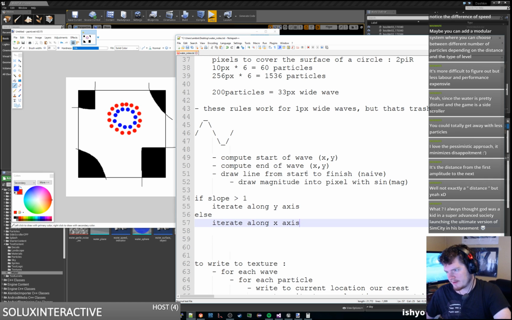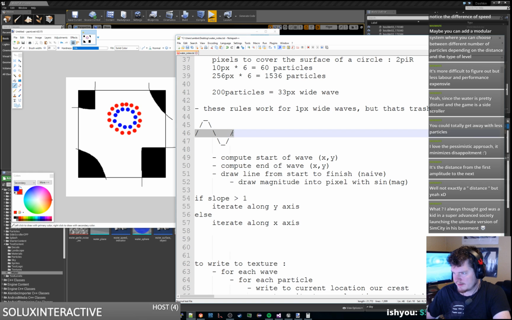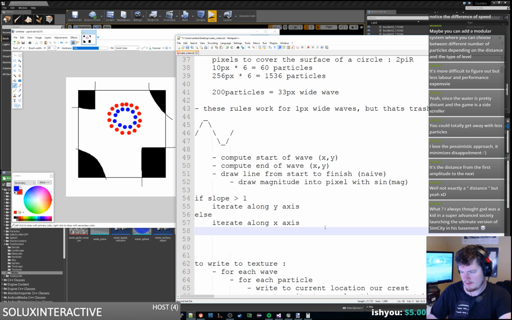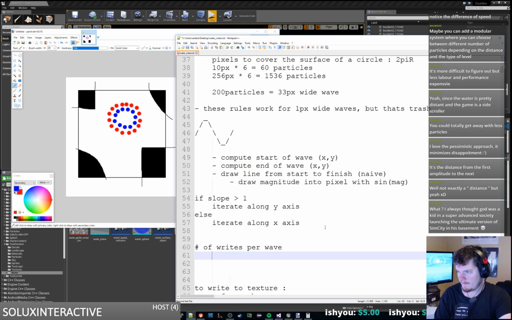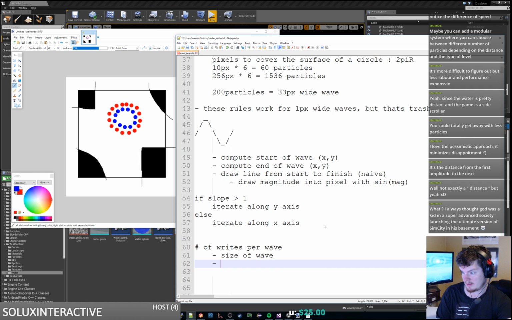So if we have a line drawing algorithm here, I need to know the number of writes. So the number of writes per wave is going to be the... Well, the question would be, should the magnitude of the wave also be related to the period of the wave? I guess it's going to be the size of the wave multiplied by the number of particles.